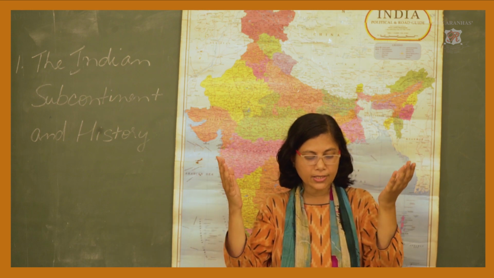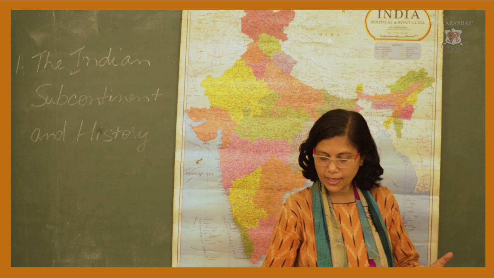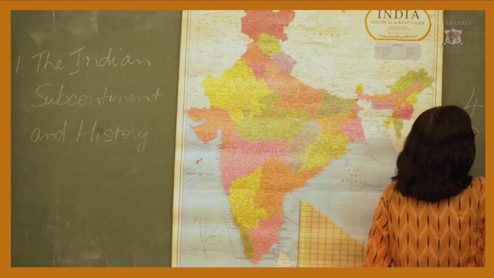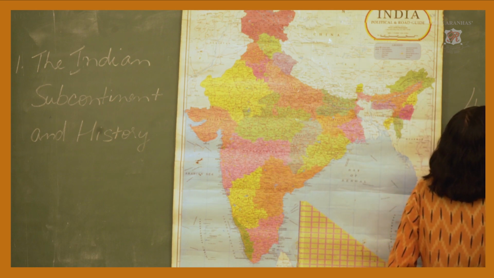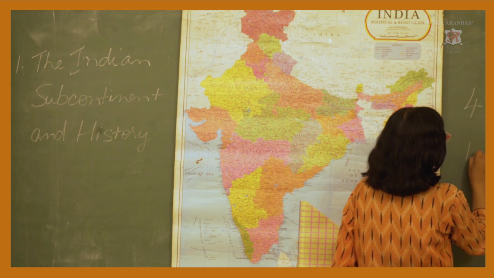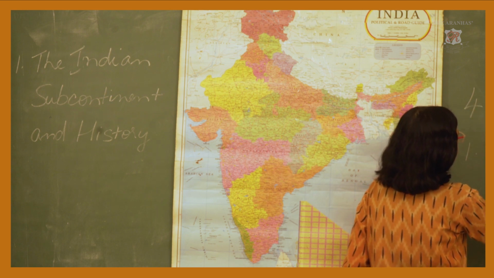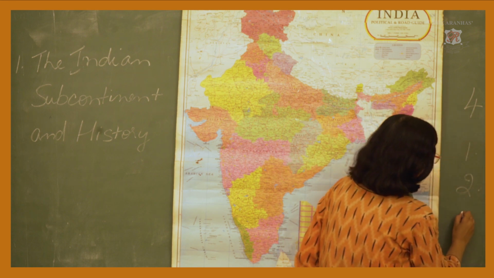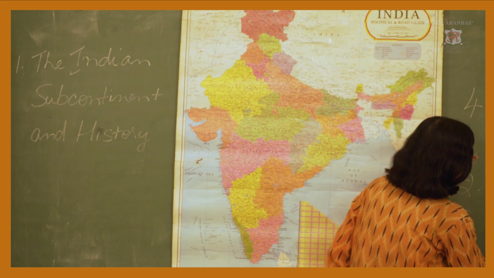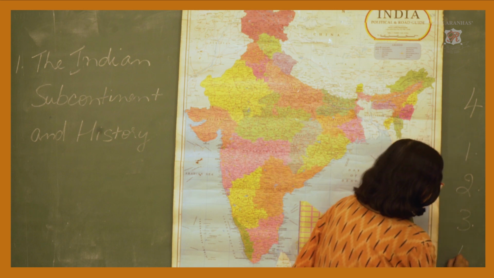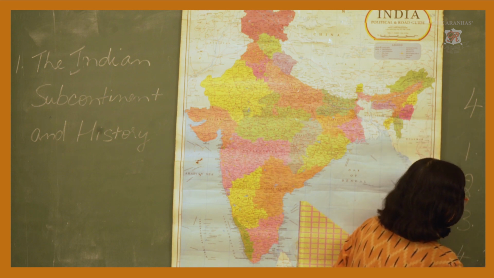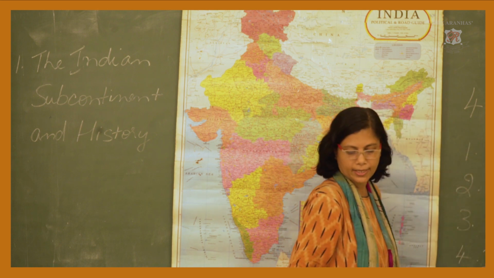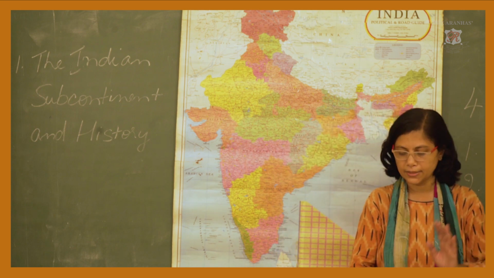History actually stands on 4 major pillars. There are 4 components that make up history. The first one is time, the second one is place, the third one is society, and the fourth is the individuals or the people. Everything together adds up to make history. So, these are the 4 pillars.